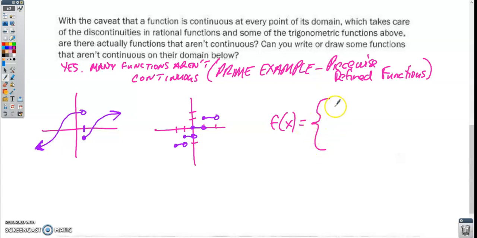Suppose f of x is equal to sine of x over x for x not equal to 0, and it's equal to 5 at x equals 0. This function is not continuous everywhere on its domain, and so it's not a continuous function.